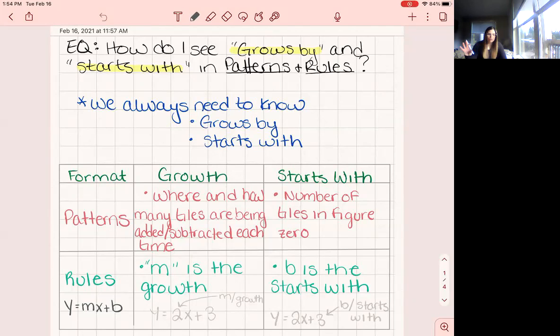Okay, so hopefully that made sense, right? This actually really isn't a lot of new information. The thing that's new is maybe that M and that B, and just know that M is growth, B is starts with, that will never change. So that's something new you need to know, and it will be there forever. Okay, now let's get working on what this looks like.